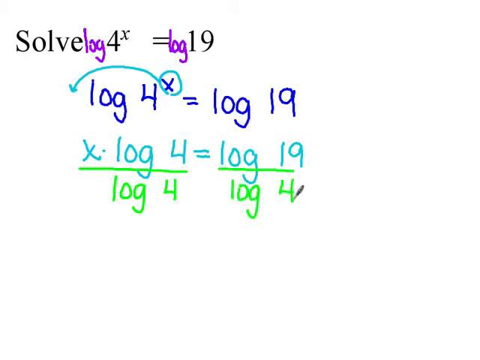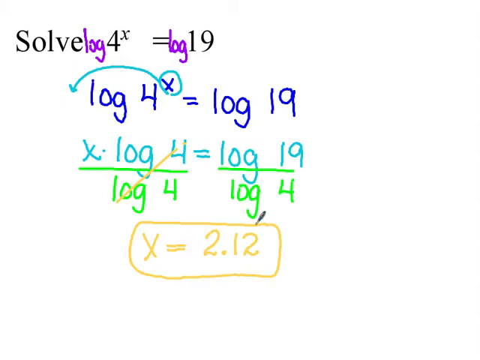So on the left side, what ends up happening is they cancel. And I've got x equals. On the right side, I need to calculate log of 19 divided by log of 4. So you did this yesterday. So on your calculator, I need you to take log of 19 divided by log of 4. And when you do that, what do you end up getting? 2.123. So let's round that to make it look like money. So 2.12. And there you go.